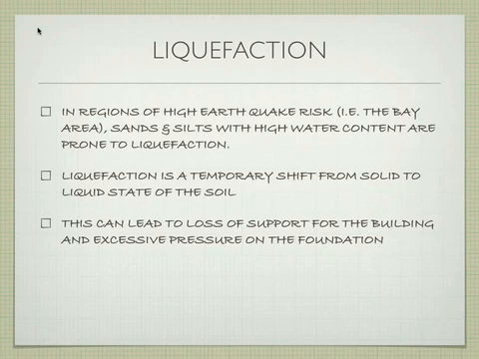And so if you're in an area, Bay Area, right, with a very high earthquake risk, there are certain types of soil, sands and silts, with a really high water table and a lot of water in them. In that particular area, during an earthquake, that soil can shift from being a solid to being a liquid. That's kind of problematic, right? The best example of this, and it's temporary, it'll shift back, is Alameda.